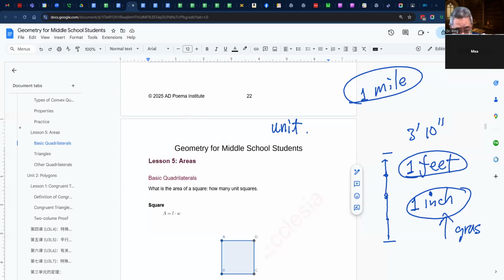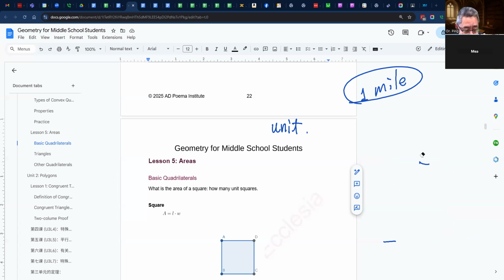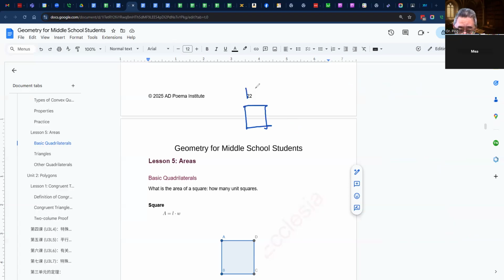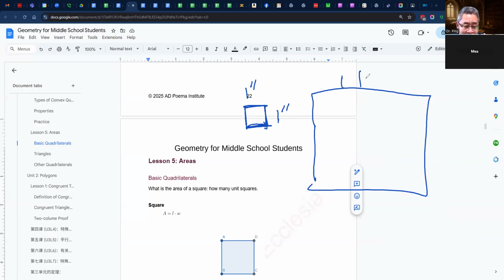So in order to measure that, we need a different unit. Now the unit we use is, for example, this is 1 inch, 1 inch. So that's what we call the unit, square inch. Or you could use feet. Suppose this is 1 foot, and another foot. That's called a unit square foot. This is a unit square inch.